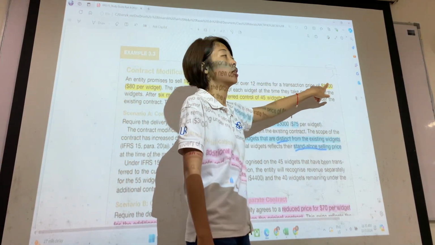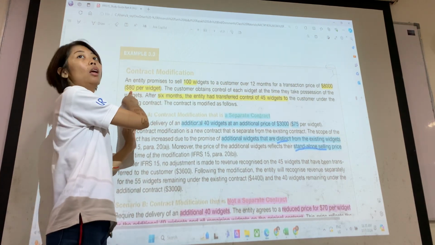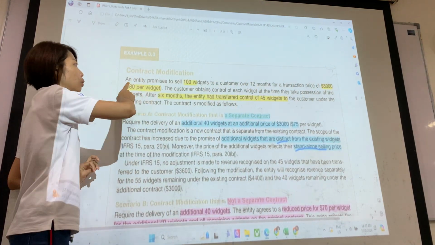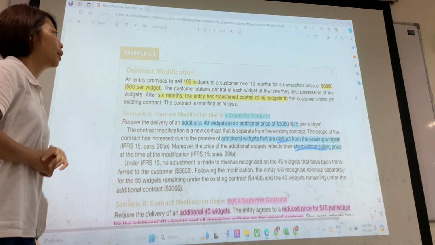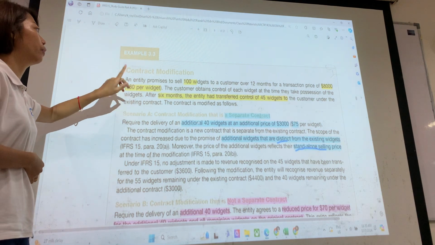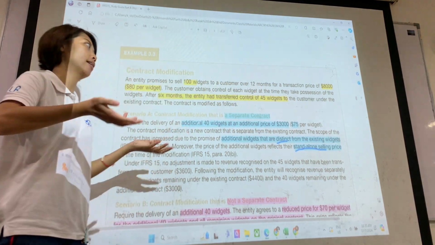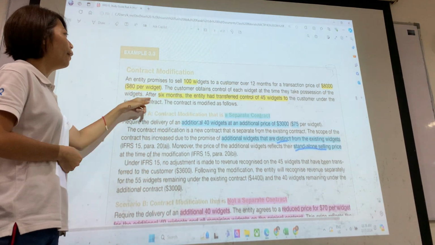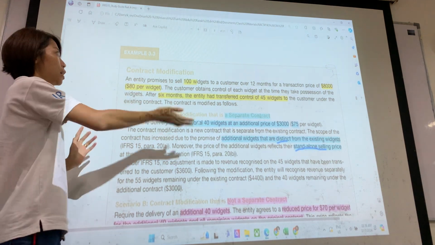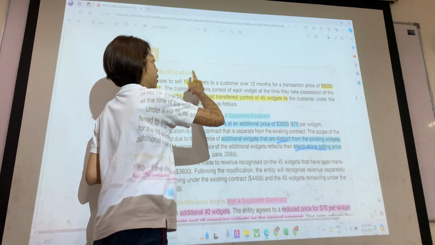This is step 3 actually. Later, maybe tomorrow, we'll learn it. So every unit is $80, because $8,000 total divided by 100 units is equal to $80 per unit. The customer will obtain control when they receive the delivery of the widgets. So we are going to send slowly over the 12 months. In our agreement, it's like that. After 6 months, we have already delivered 45 widgets out of 100 widgets.